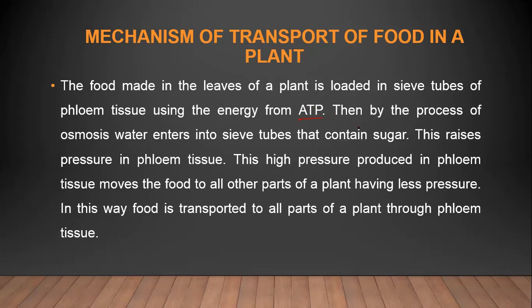Then, by the process of osmosis, water will enter into the sieve tubes that contain sugar. So this raises the pressure in the phloem tissue. Then this high pressure produced in the phloem tissue moves the food to all other parts of the plant, having less pressure. In this way, food is transported.